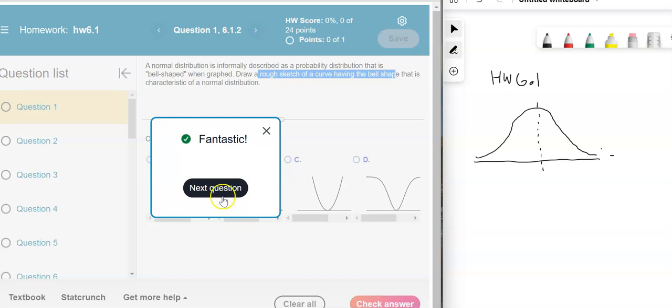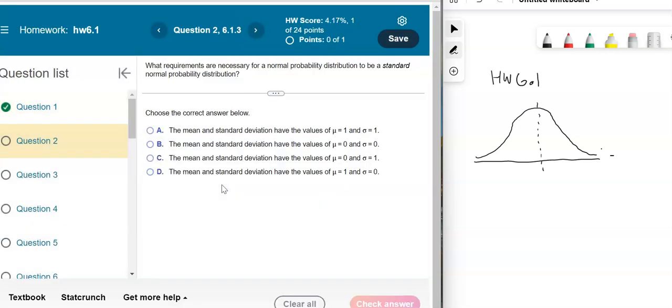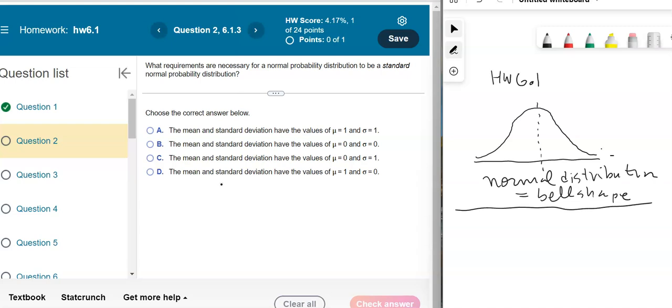That's the normal distribution graph. Remember, normal distribution is the same as bell-shaped distribution. Okay. Number 2.